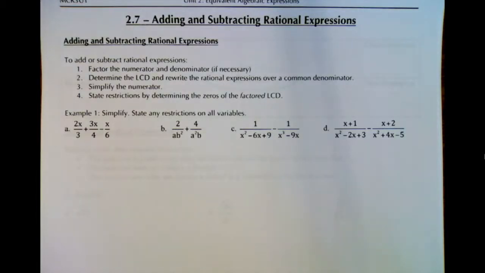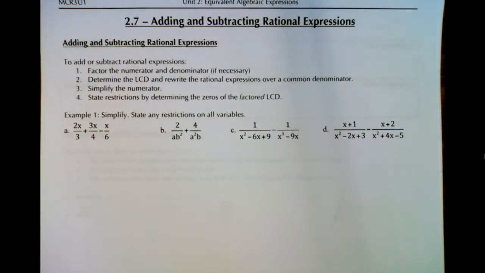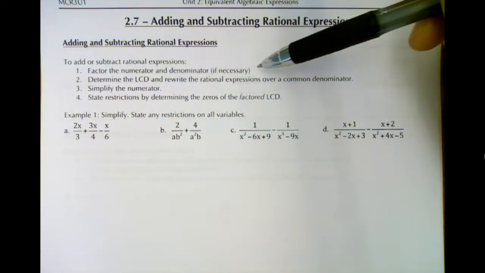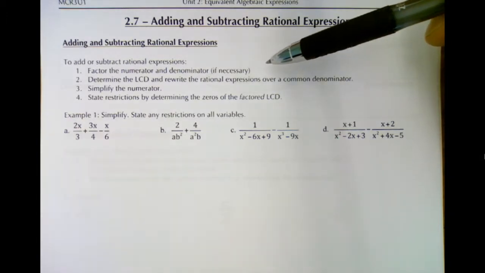Okay, this is lesson 2.7, adding and subtracting rational expressions. Again, much like adding and subtracting fractions, you do have to make a common denominator. So how do we do that when it's a rational expression? Well, first step, just like multiplying and dividing, was to factor top and bottom, if necessary.